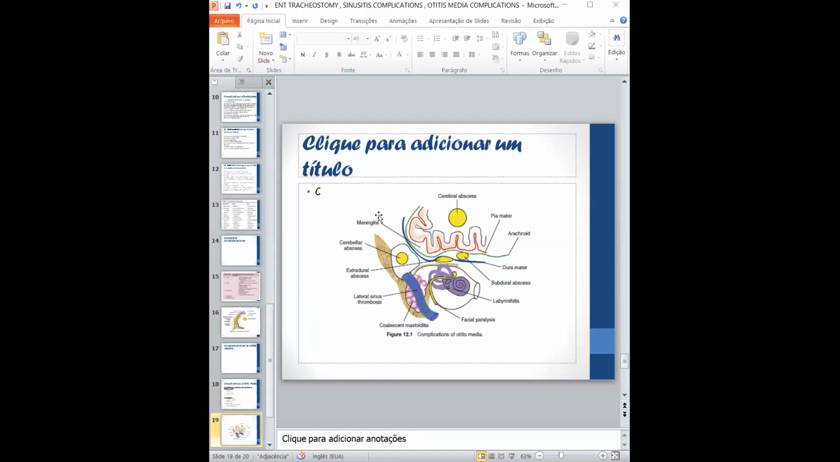This is a diagram showing the cerebral abscess, labyrinthitis, facial paralysis due to the nerve involvement, mastoiditis, lateral sinus thrombosis, extradural abscess, cerebellar abscess, and meningitis.